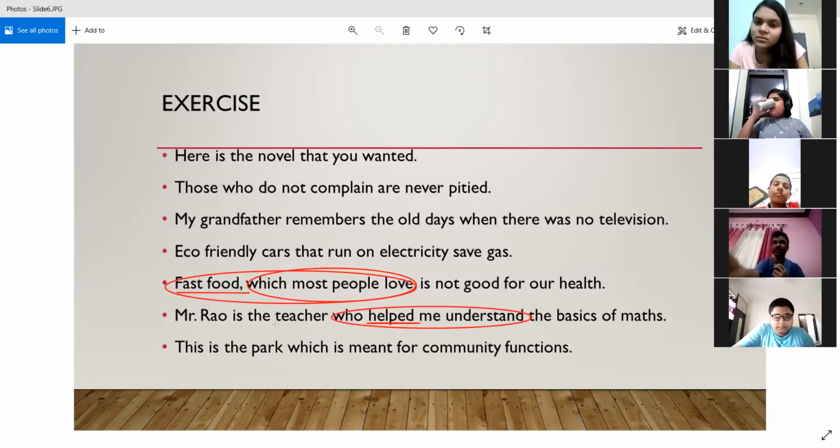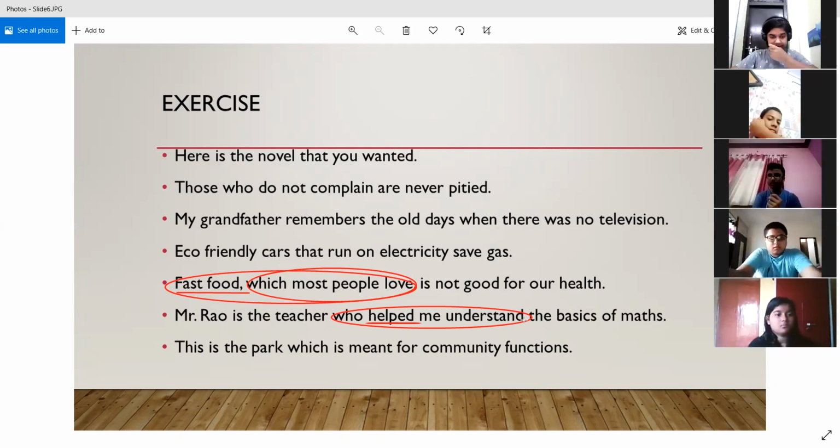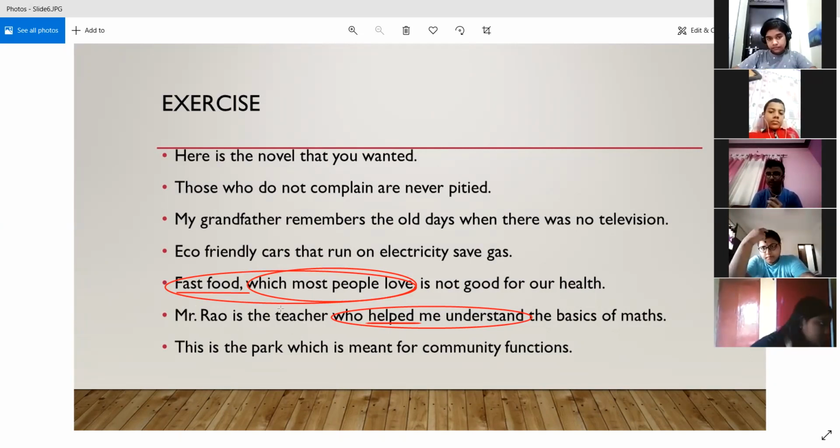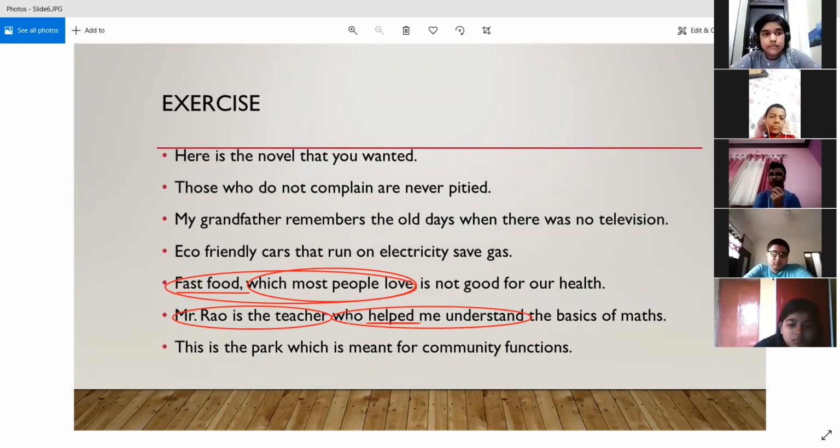Right. So you can see that if the whole part, Mr. Rao is the teacher who helped me understand, is taken, then the question could have been, who made you understand the basics of maths? So Mr. Rao is the teacher would have become the noun clause, because is is present, which is the verb. But over here, who helped me understand? This clause is describing something about Mr. Rao, giving some extra information about a person. So it is acting as an adjective, and since the verb helped is present over here, it will act as an adjective clause.